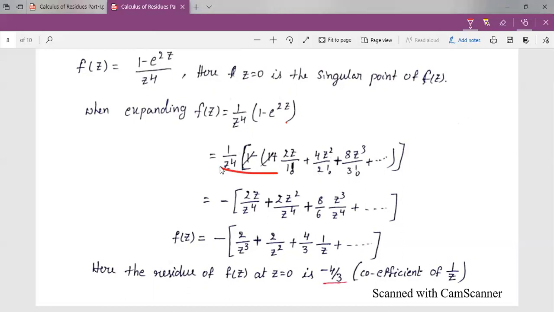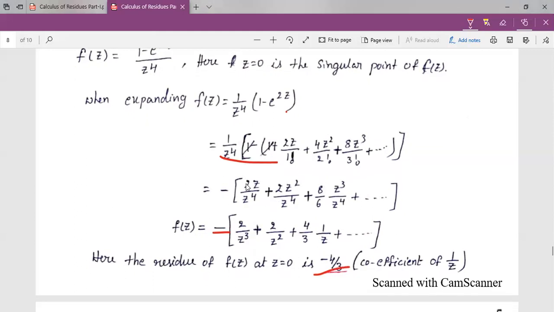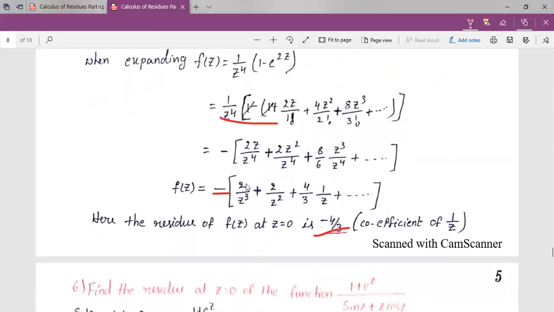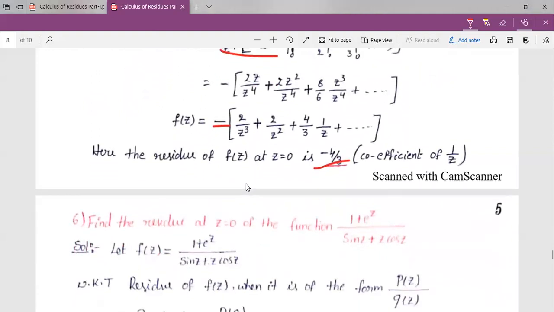Now we apply 1 by z power 4. We get minus 2z by z power 4 minus 2z square by z power 4 minus and so on. When we simplify, we get the coefficient of 1 by z, it is 4 by 3. So based on that, we consider the residue. Here our residue of the function is minus 4 by 3. So by using Laurent series expansion also, we can find the residue of the function.